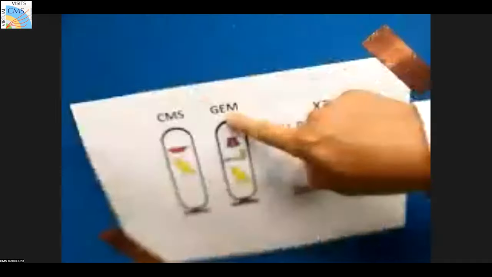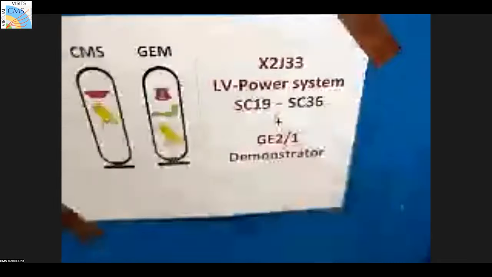This is one of our responsibilities we are doing. We have the GEM here, and if you see inside the rack, we have the low voltage powering cables. We have the patch panel for the fibers. We have the low voltage cables. And we have the low voltage modules. The detector is on, so you can see the different channels are working fine. So this means the detector is switched on and everything is working fine.